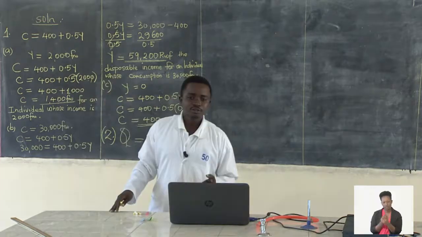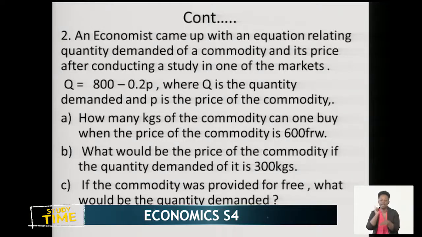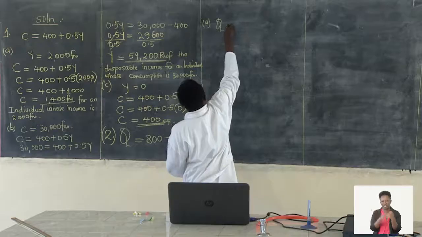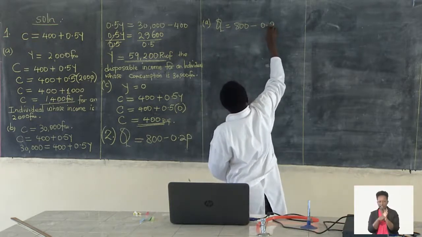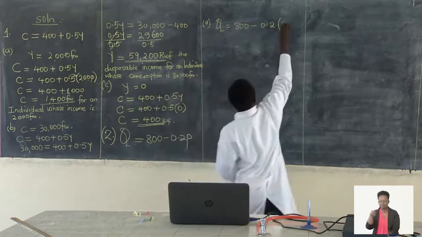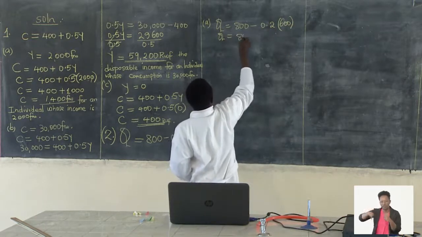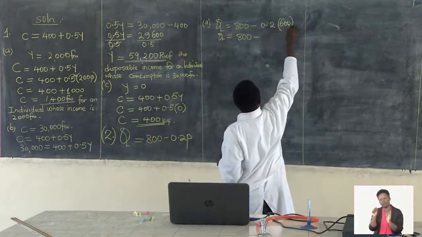Part A: how many kilograms of the commodity can one buy when the price of the commodity is 600? So part A, they're asking us the quantity demanded of that commodity when the price is 600. Our quantity demanded will be equal to 800 minus 0.2 times the price. We have been given the price, 600. So our quantity demanded will be 800 minus 0.2 times 600.